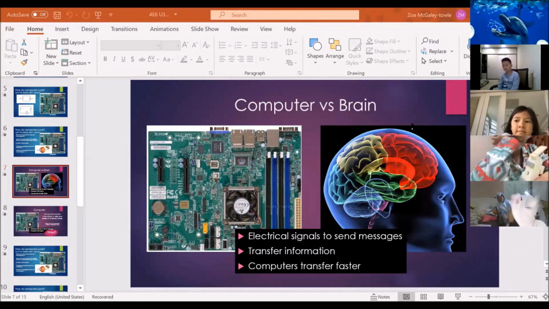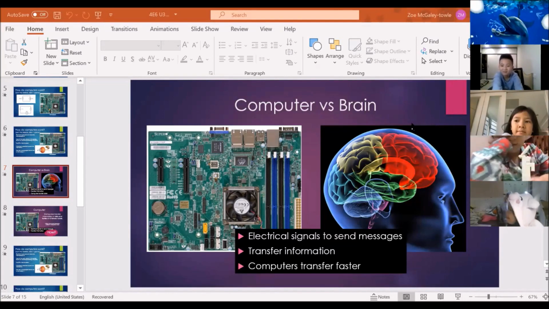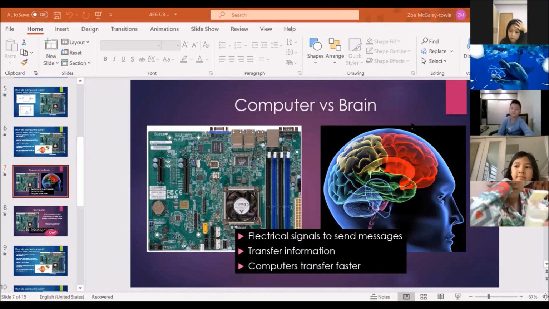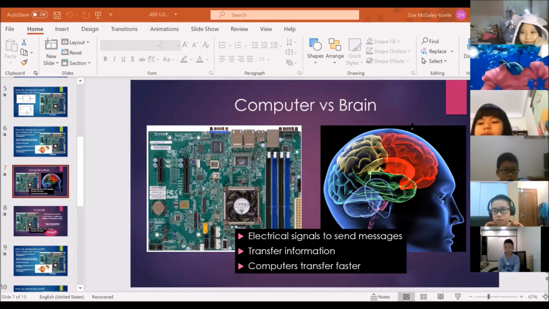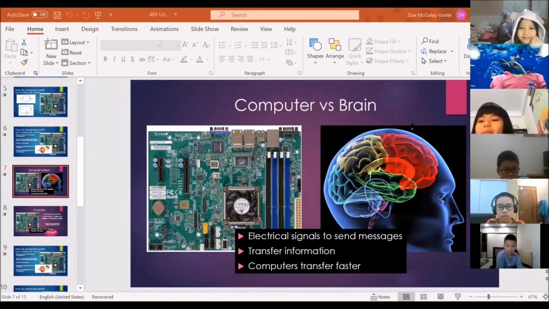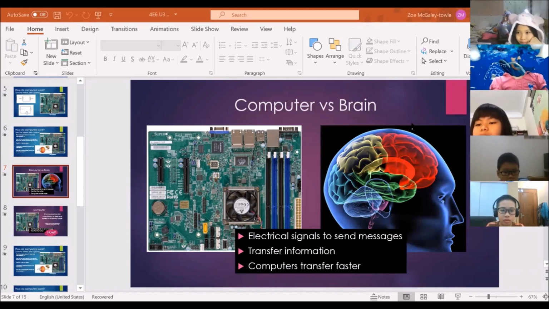So computer versus the brain, they both send electrical signals to send messages. They both transfer information, but the computer transfers much faster than the brain. We also had a look yesterday at the optic nerve, which is what transports the electrical signals from your eye to your brain to help you see things. And that's what we learned when we were looking at lenses.